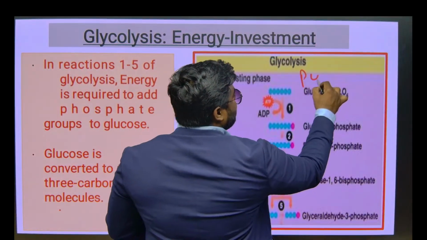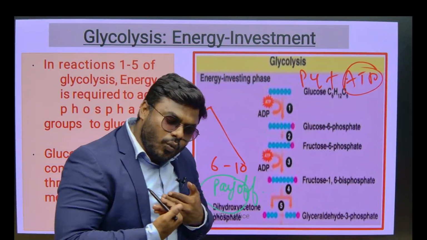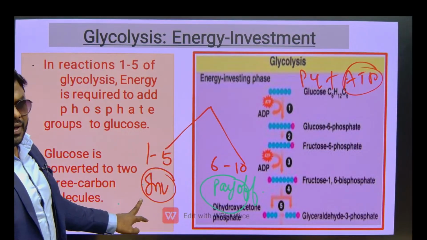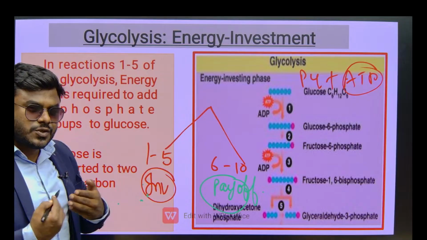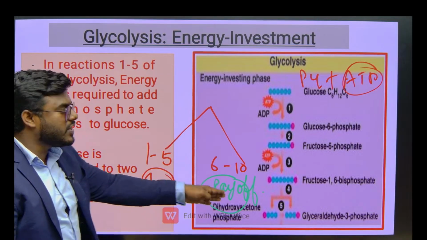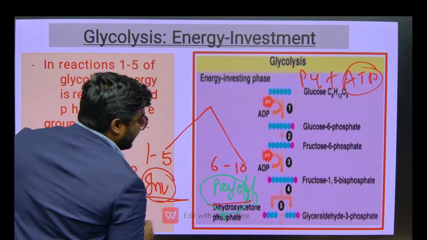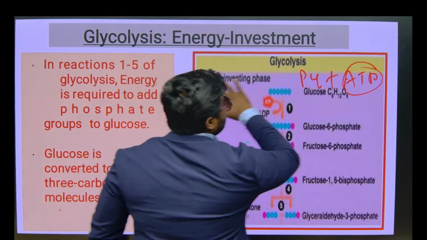We have to produce pyruvate plus ATP also. Correct na? So if I want to get the ATP, first I have to spend ATP. First I will spend, then whatever I spend, I will get it back along with the profit. Correct na? That's why we call it the investment phase and the payoff phase. No point of confusion. All of you focus on the picture very clearly.